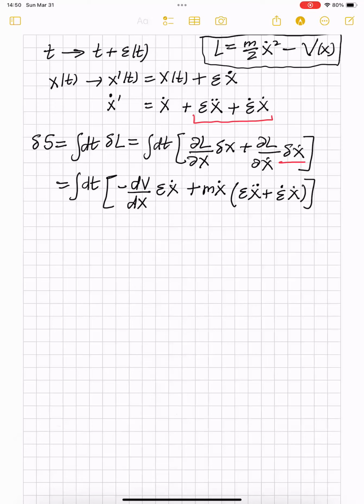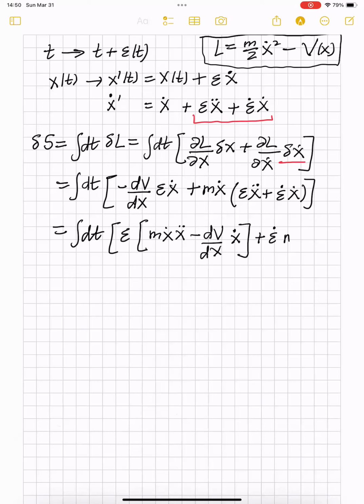So just grouping the terms, what do we have? Well, we have an integral dt. Then we've got epsilon. And what does the epsilon multiply? It multiplies m x dot x dot dot minus dV/dx times x dot. So those are the terms that multiply the epsilon. And then we've got a term that multiplies epsilon dot, and that term is just m x dot squared.